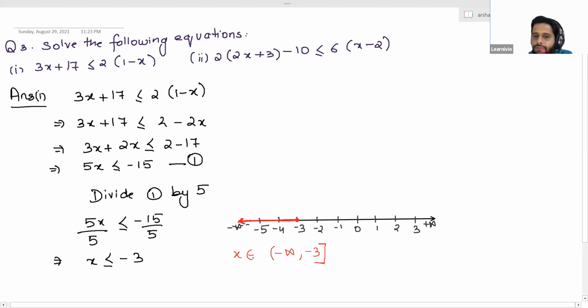So this is our answer. Minus infinite to minus 3. And we will write like this symbol. So this means belongs to. So x belongs to minus infinite to minus 3. This is open interval and this is a closed interval. So whenever you are writing this interval, always please write x belongs to this interval. Now tell me, Iqra, Iram, Joan, and Rishan, this is clear?